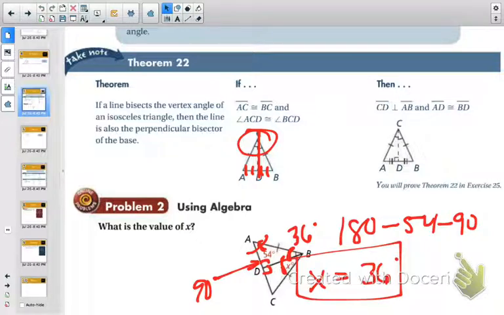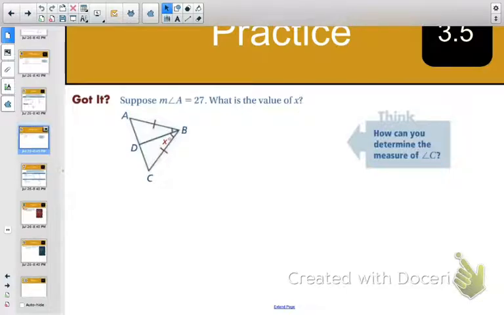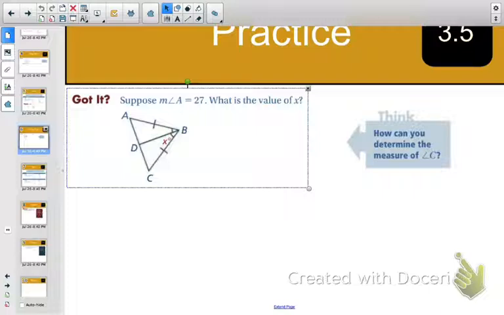Okay. So that's how you can use that theorem to show that it forms a right angle, and then solve from there. Okay, suppose the measure of angle A is 27. So basically the same question here, we're just changing it to 27. So I want you to go ahead and try that one, and you can pause this in 3, 2, 1, pause.